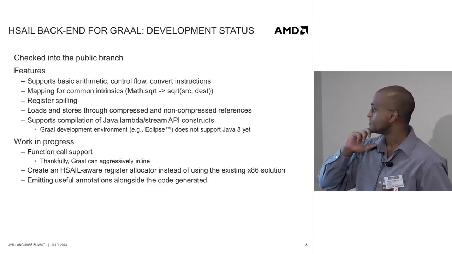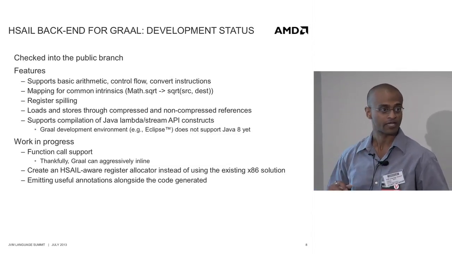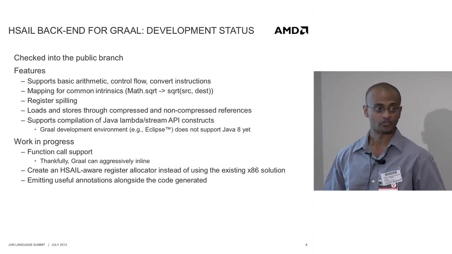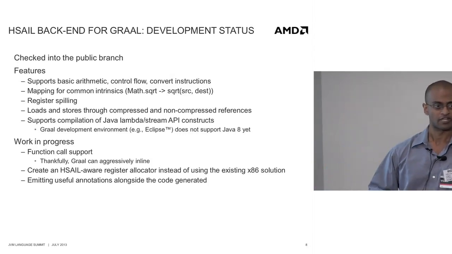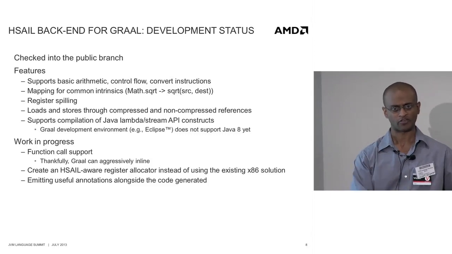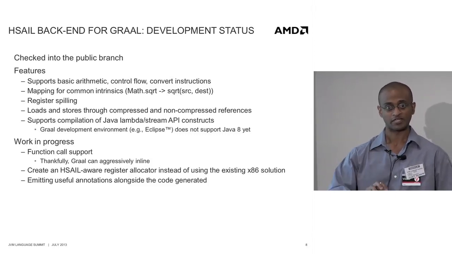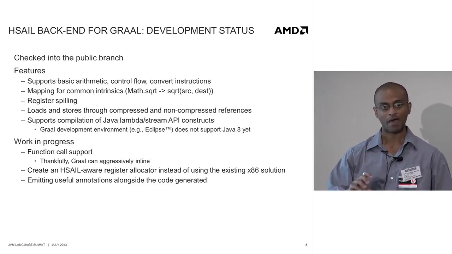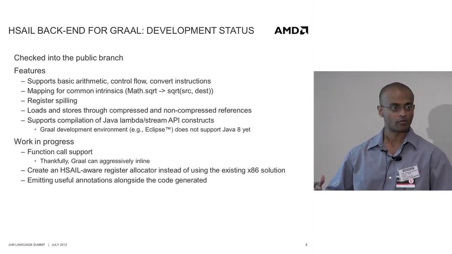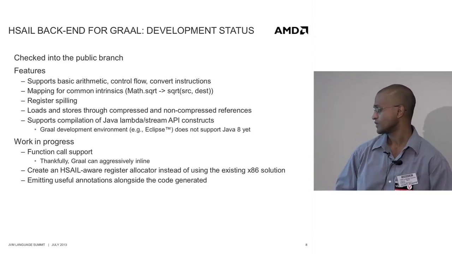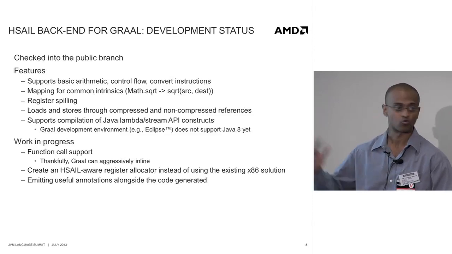We would also like to create an HSAIL-aware register allocator instead of using the current x86 engine. What's currently supplying the register numbers is coming from the x86 engine, and we're taking the x86 numbers and mapping them to the HSAIL registers. We thought that would be a good starting point, but we're looking to decouple the x86 from the HSAIL backend and use our own register allocator. So there's some work to be done there.